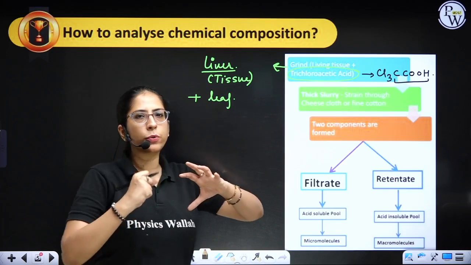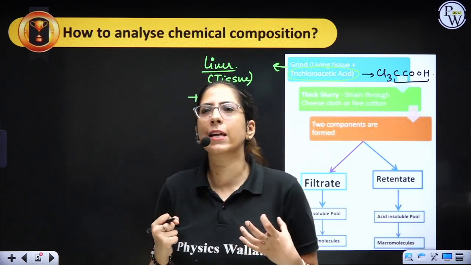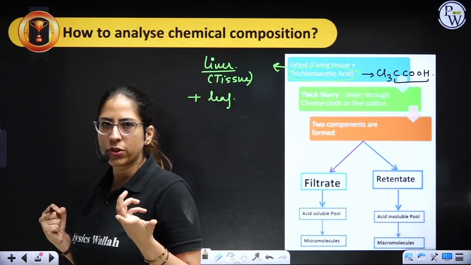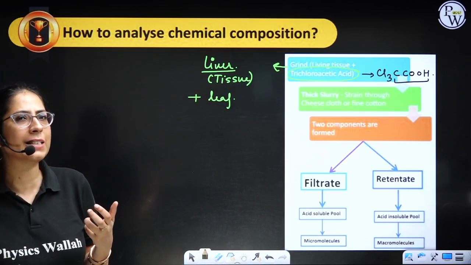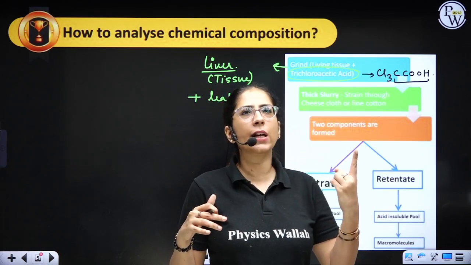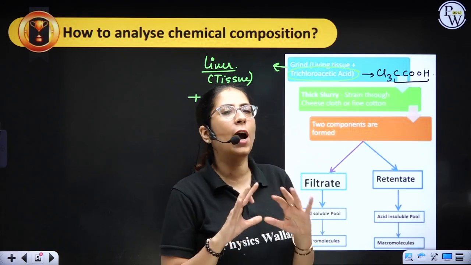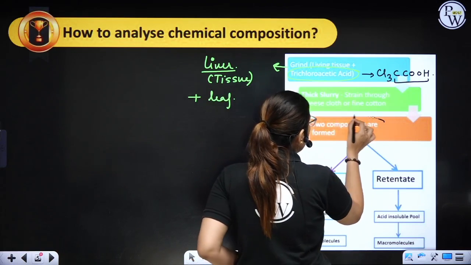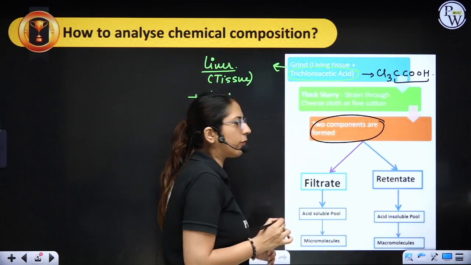Now what you're going to get is a thick slurry. You can say a homogeneous mixture. Now you're going to sieve this. You take either a cheesecloth or muslin cloth, and you have to sieve it. When you sieve it, you'll find 2 different fractions.